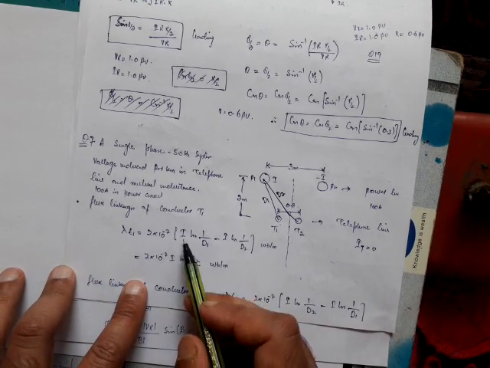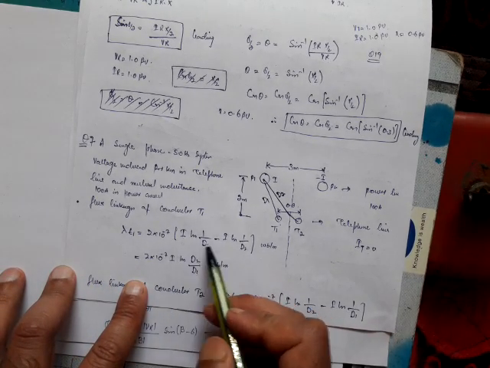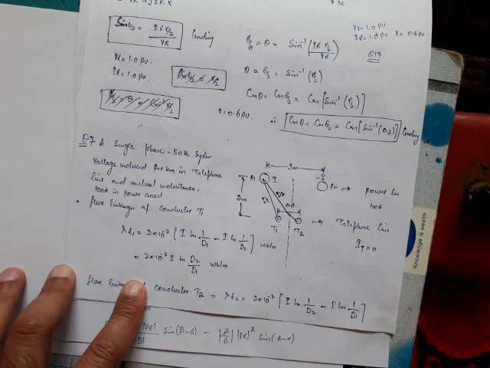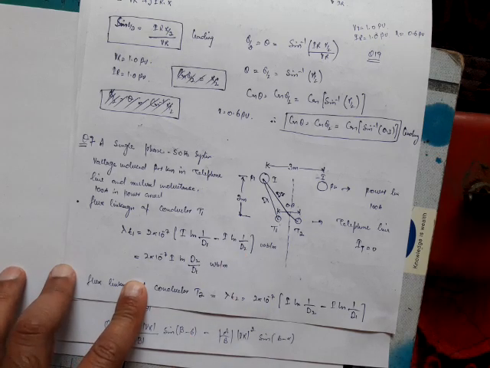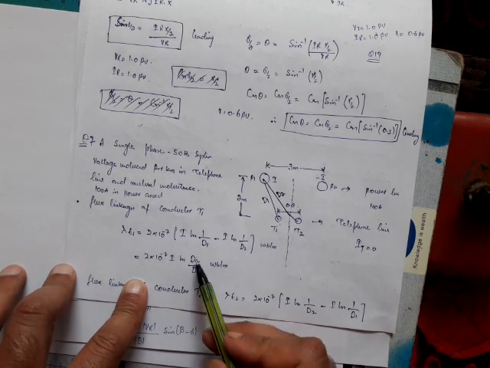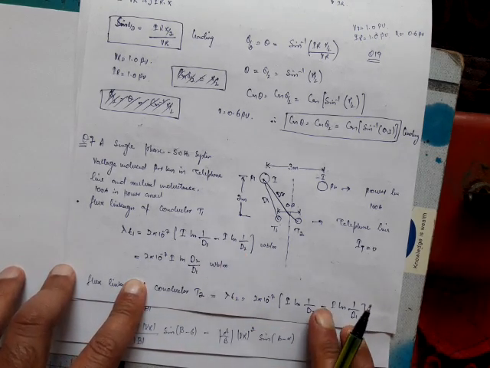So it comes out to be, since I can take this current I outside, and by using the properties of logarithm, ln of a minus ln of b will be equal to ln of a by b. It comes out to be ln of d2 by d1 Weber per meter.